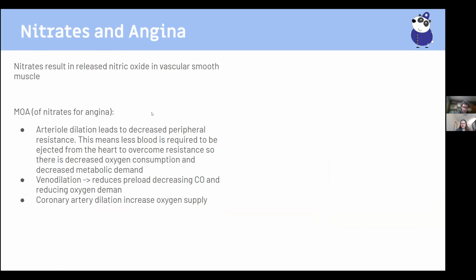And in order to treat angina, we want to reduce the stress on the coronary vessels. So we do this by reducing afterload, which means less cardiac output is required, there's less metabolic demand, and so less oxygen is required from those coronary arteries. Furthermore, nitrates dilate coronary arteries, so you have increased oxygen supply, makes it a bit easier for them, and it reduces preload, so you need less cardiac output and reduced oxygen demand.